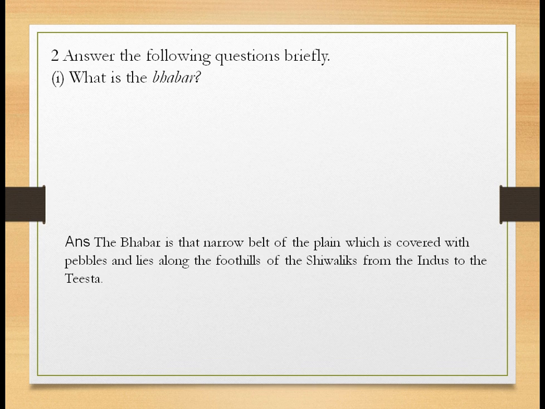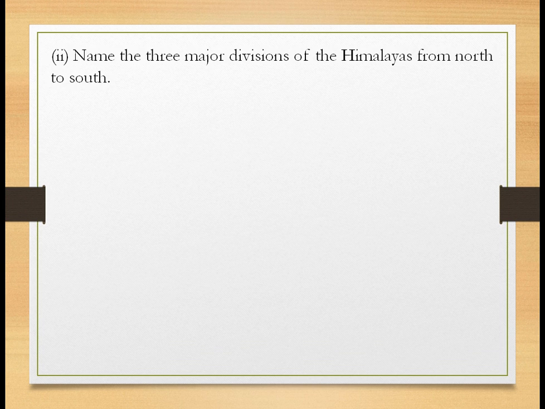Moving to the next question. Name the three major divisions of Himalaya from north to south. Here the question is asking about the three parallel Himalayan ranges, which are Himadri, Himachal and Shivalik. In our revision class, in short note form, I already explained the three major divisions of the Himalayas and how the question will appear. So here we are seeing the question and its correct answer.